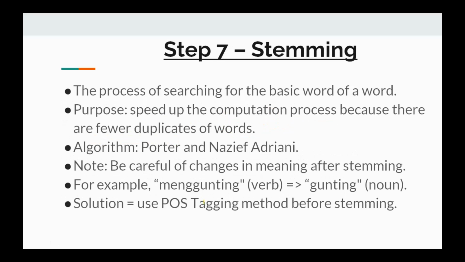Okay, next step 7 is stemming. Stemming is the process of searching for the basic word of a word. The purpose of stemming is to speed up the computation process because there are fewer duplicate words. For example, in Bahasa, "memakan" and "makan". Both words are verbs. So instead of being two different features, it is better to be one and the same feature.